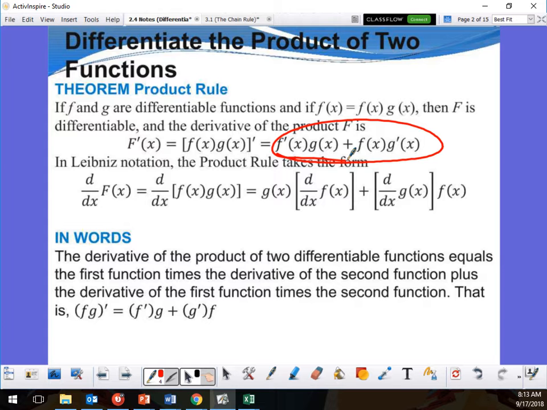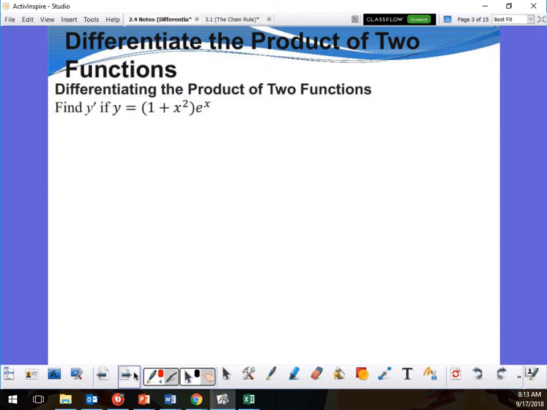Now, this works when I'm taking the derivative of two things that are being multiplied together, two things that normally cannot be distributed. Here's another way of writing it. It looks confusing right now, but watch, it's not that bad. Product of two functions. Find the derivative. I'm going to call this one f, and this one g.